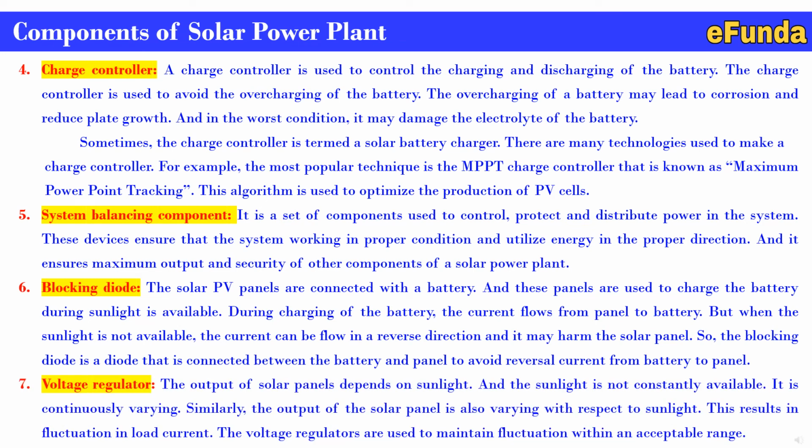Seventh, voltage regulator. The output of a solar panel depends on the sunlight, and the sunlight is not constantly available. It is continuously varying. Similarly, the output of the solar panel is also varying with respect to the sunlight. This results in fluctuation in the load current. The voltage regulator is used to maintain the fluctuation within an acceptable range.